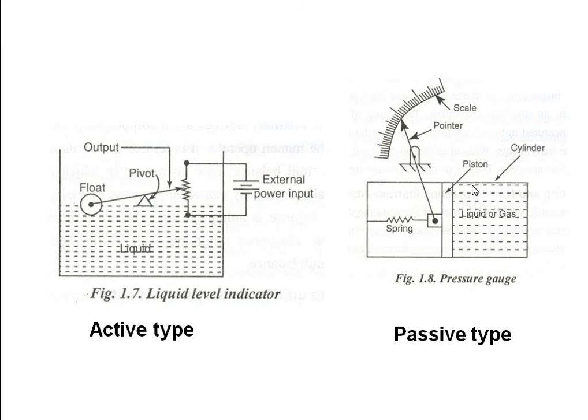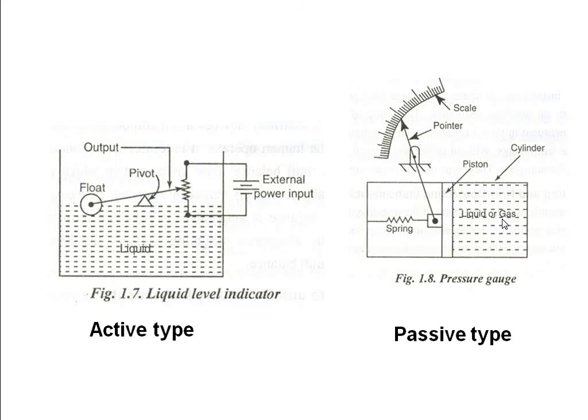Whereas here, coming into the pressure gauge, to find out what is the pressure, so this is like a liquid or a gas being filled inside a cylinder. So to find out what is the pressure that is being created because of this liquid or gas, straight away a piston cylinder arrangement. This piston cylinder by means of the spring attachment is being attached to the scale and pointer.